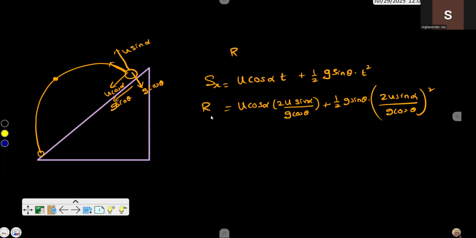Now, what is the difference between this range and the range in the previous cases, where we projected the body from down to up? Now we are projecting the body from up to down. There it was u cos alpha 2u sine alpha by g cos theta, and this sign was minus, so it was lesser. But now it is added up. So the range would be more when you project a body from the top of an inclined plane towards down. The range would be less when you project a body from the bottom of the inclined plane towards the top. I hope this will answer all the questions that will be asked on inclined plane. Okay.